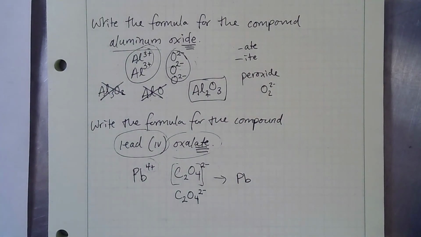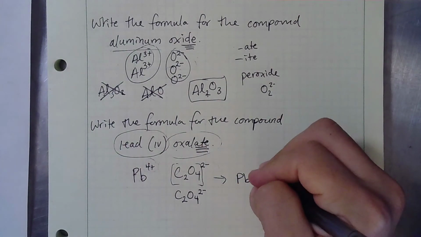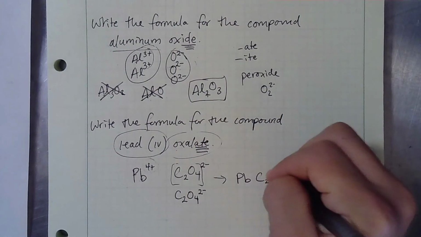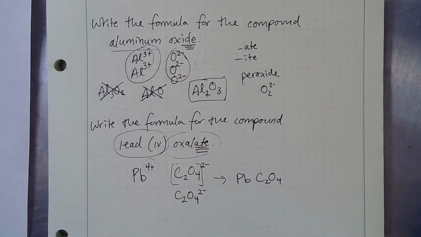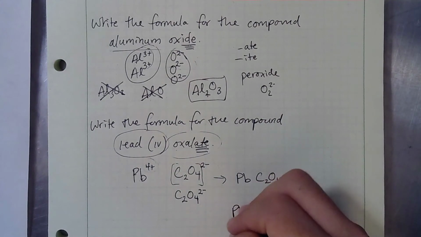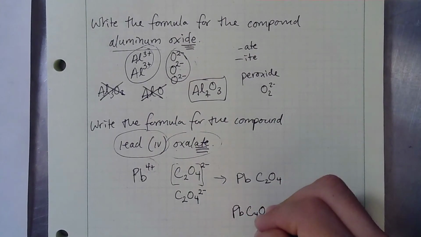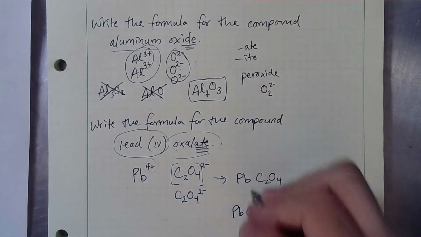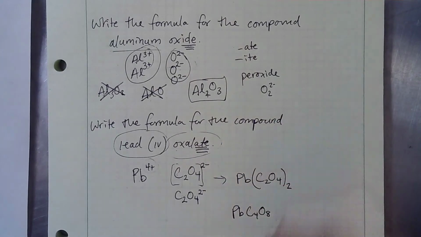Pb, just one of them, right? One lead. And then 2 oxalates. How do you write that? C2O4, but I need 2 of them. Well, you might be tempted to write this, C4O8. Technically, that's not wrong, right? Because there are 2 oxalates there, and there's 4 carbons here and 8 oxygens there. But the real way that this is written is by using parentheses and adding that number there. This is a better way of writing it. This shows us that we have 2 oxalate ions with the 1 lead.